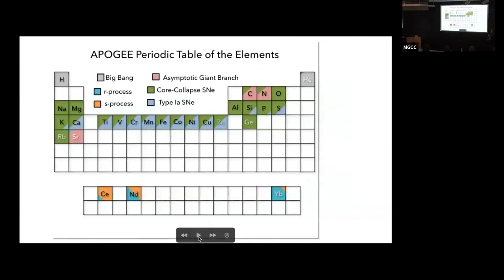So APOGEE looks at about 22 different chemical elements over the course of its spectrum. And these elements each cover different types of processes that go into chemical evolution. So the Big Bang, AGB stars, r and s process, core collapse supernovae, and type Ia supernovae. So many elements are produced in multiple processes.